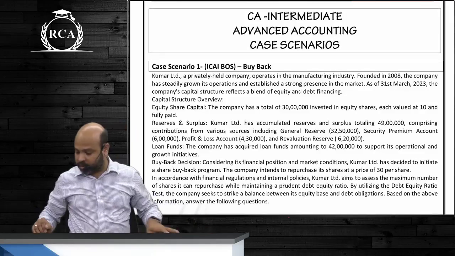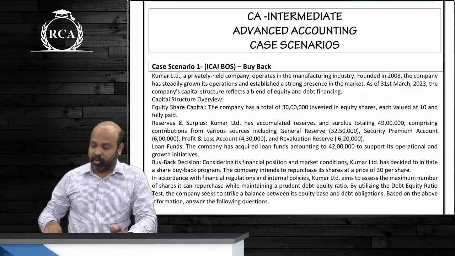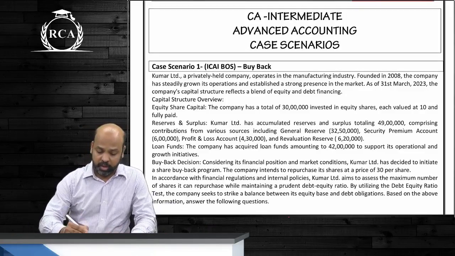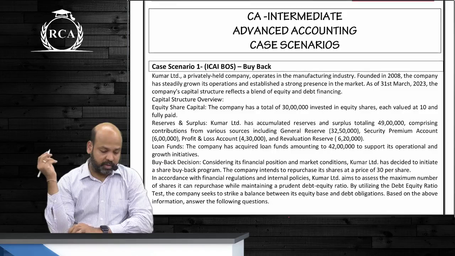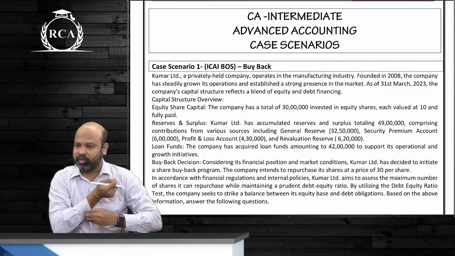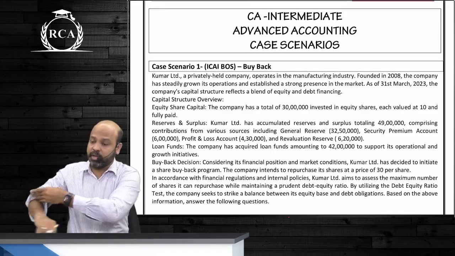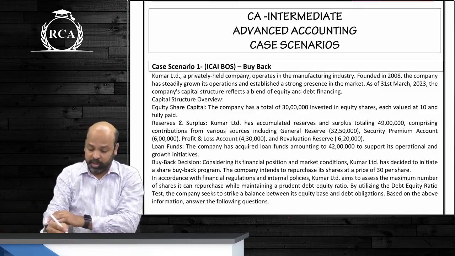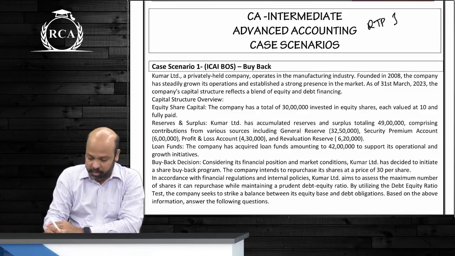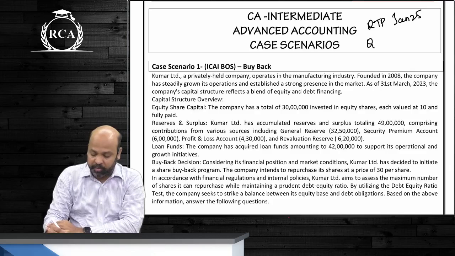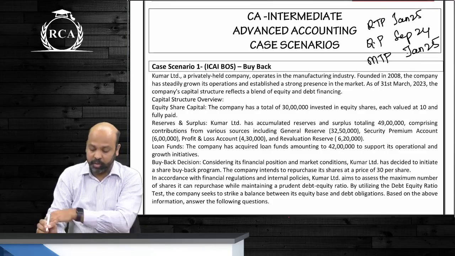All right, kids. We're going to discuss all the case scenarios that are covered in the new ICAI study material. They've introduced certain case scenarios, guys, plus whatever case scenarios have been covered in the RTPs till Jan 2025 beta. Question papers till September 2024, mock test papers including the ones that are applicable for Jan 2025.